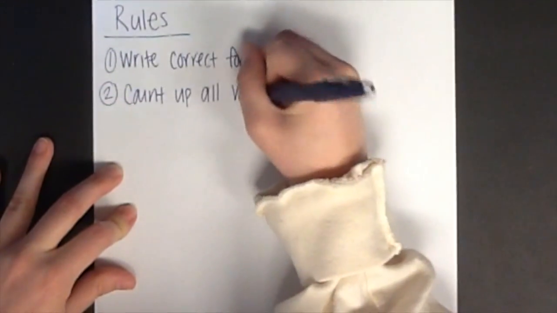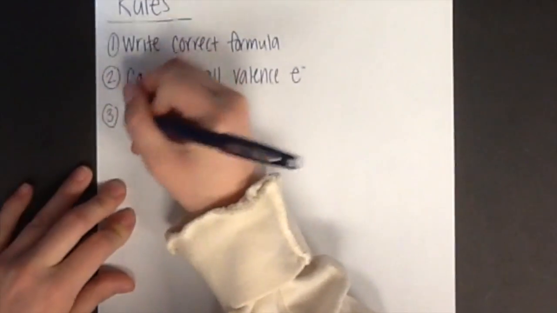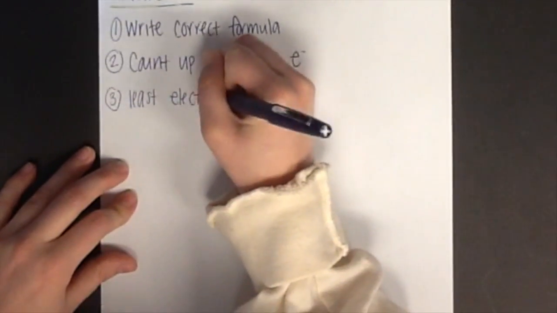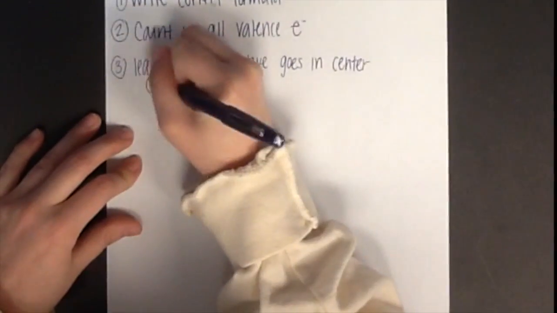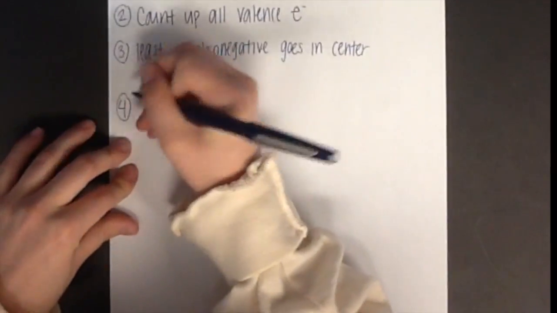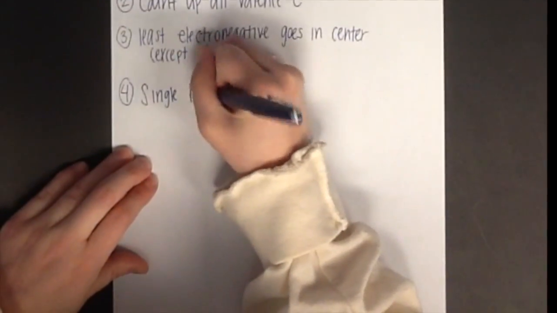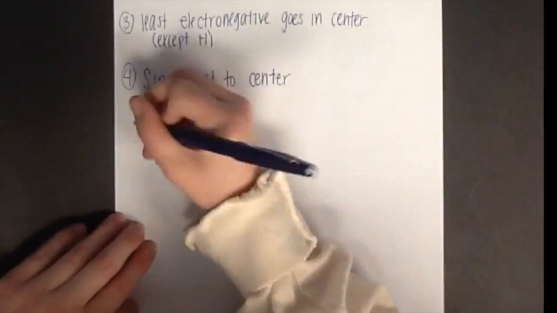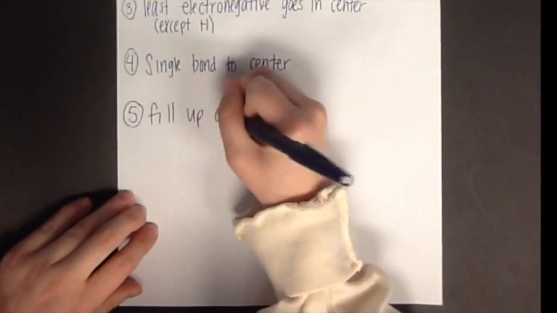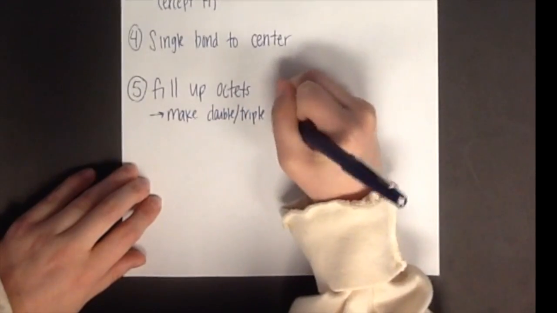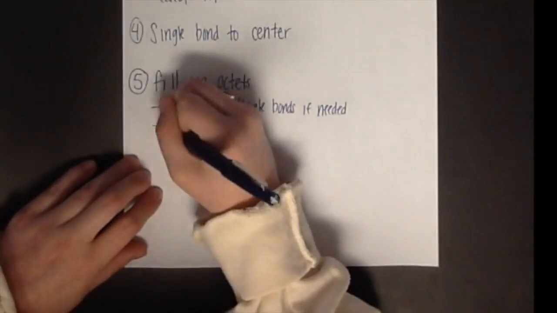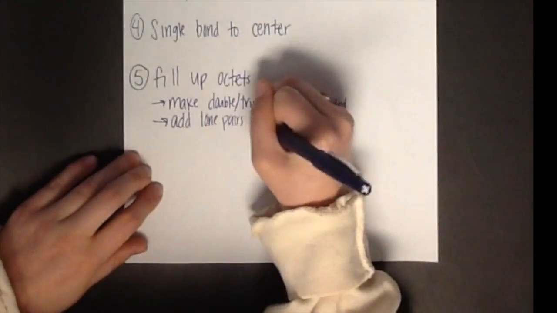Second is to count up the total number of valence electrons in the molecule. Third, the least electronegative atom goes in the center, except for hydrogen. Fourth, place single bonds connecting the outer atoms to the inner atom. Fifth, fill up the octet by making double or triple bonds as needed, or by adding lone pairs of electrons.